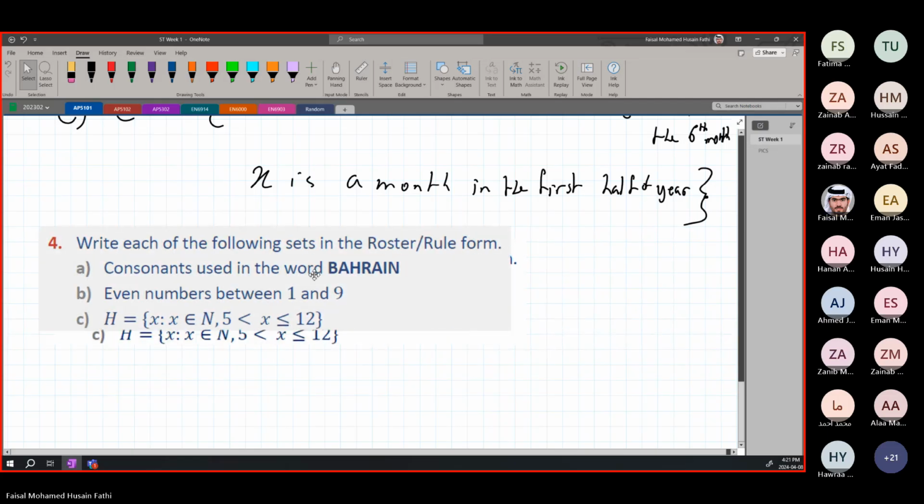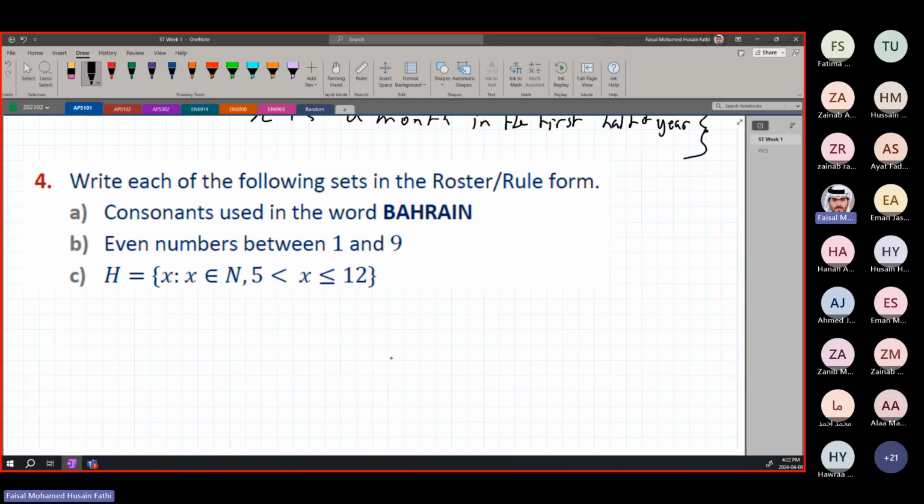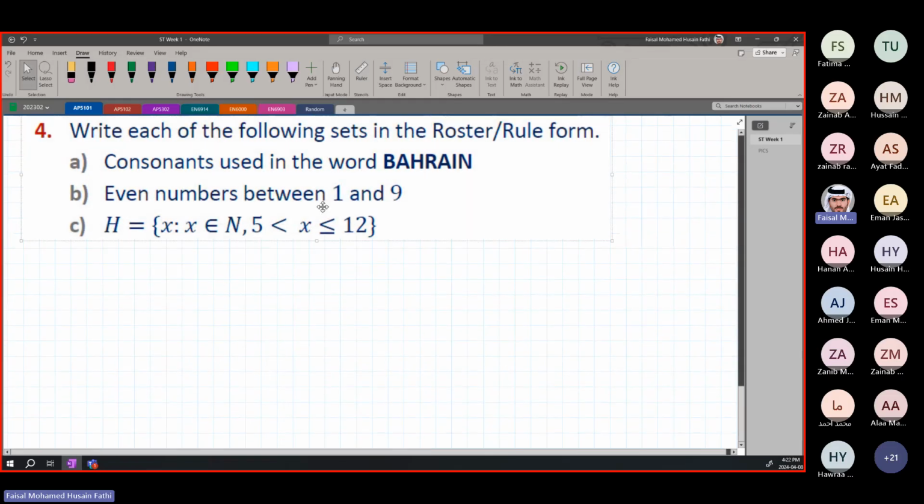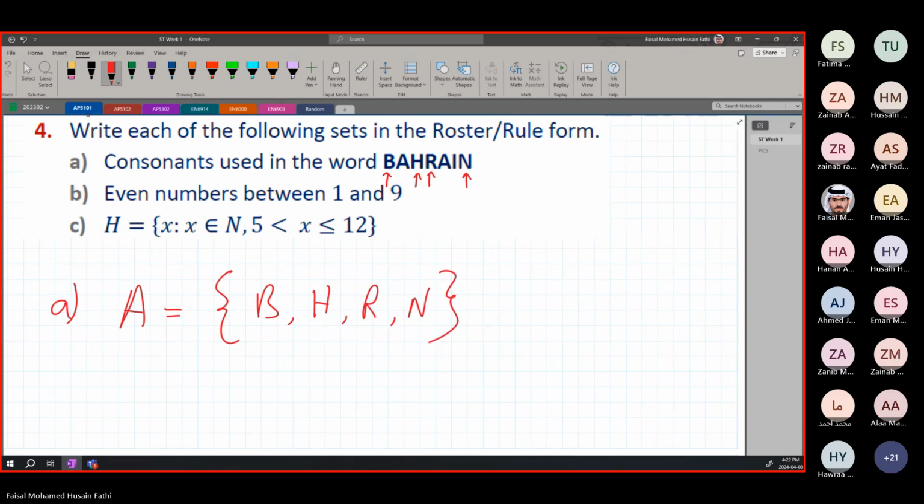Here we are given the set builder notation, and we need to find the roster form. The consonants used in the word Bahrain. A. So we're going to say A is equal to, what are the consonants used? Consonants are the non-vowel letters. So we have the letter B, the letter H, the letter R, and the letter N. So we can say A is {B, H, R, N}. This is how you would write the set in roster form.